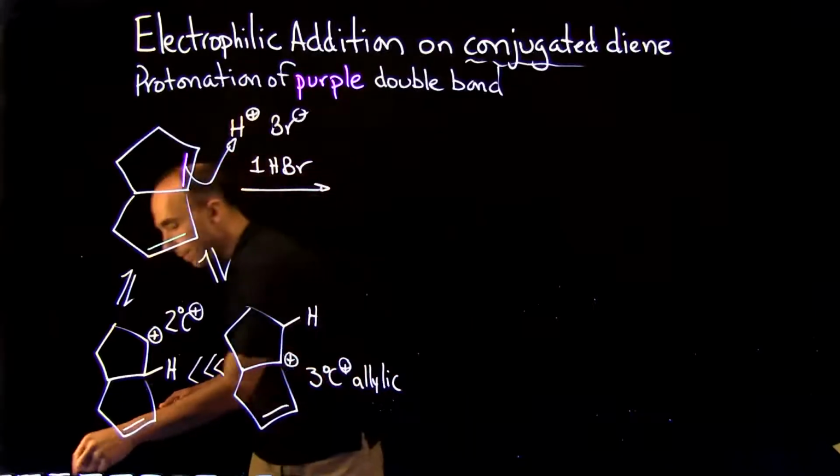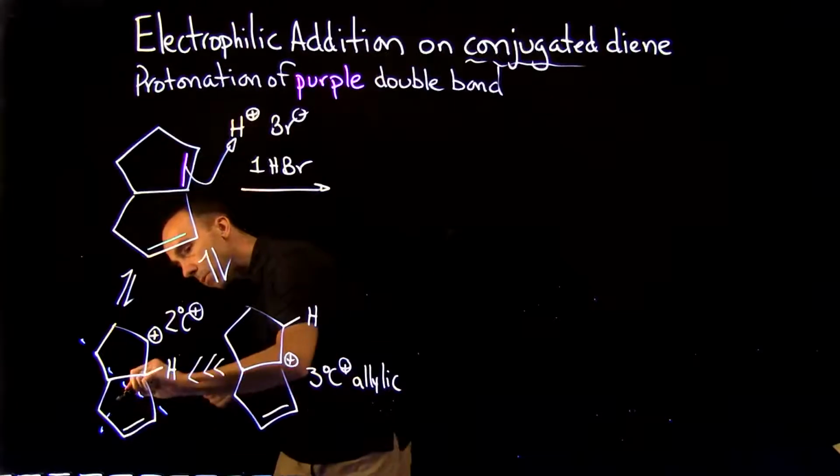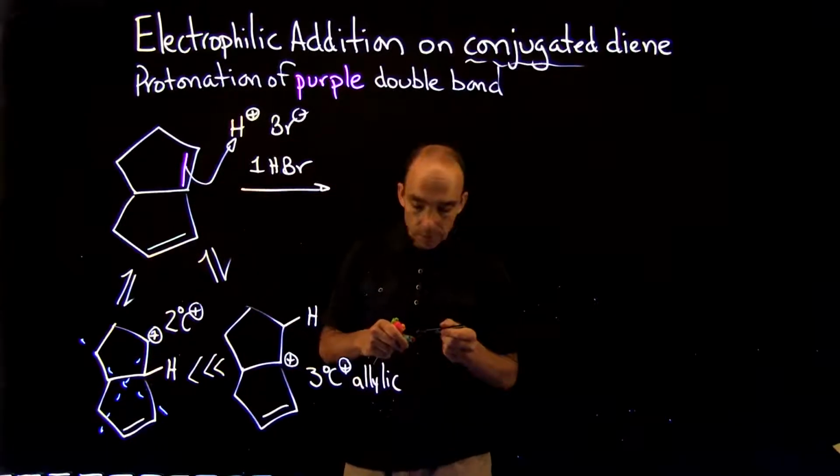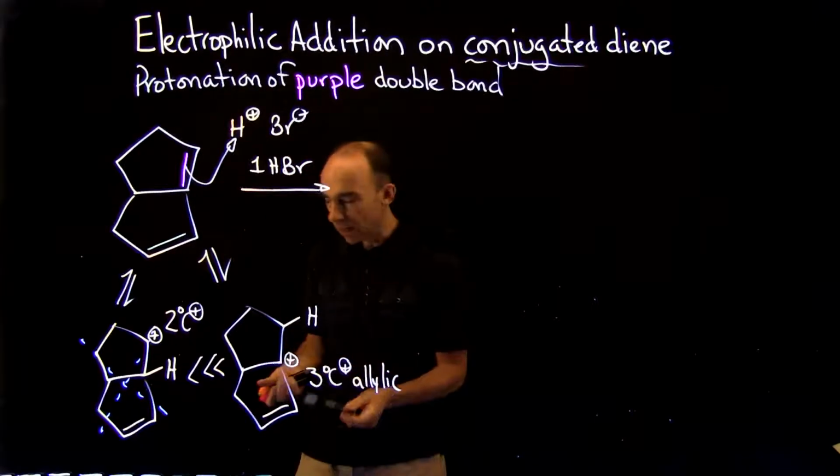So that means that this intermediate is formed in a minor amount, a negligible amount, doesn't matter. The reaction will continue with the tertiary allylic carbocation.